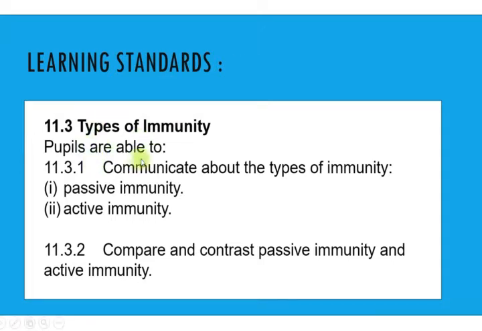So you are able to communicate about the types of immunity, that is, passive immunity and active immunity. And the second one, compare and contrast passive immunity and active immunity. Okay, so those are the learning standards that you have to understand for today.